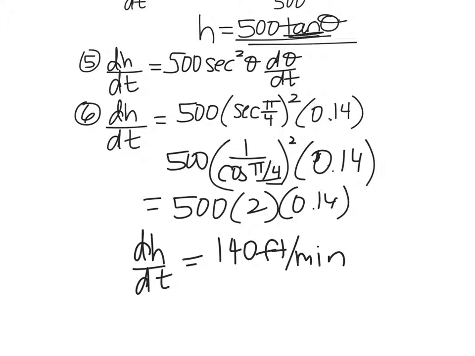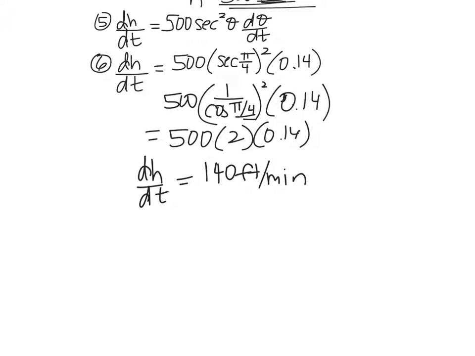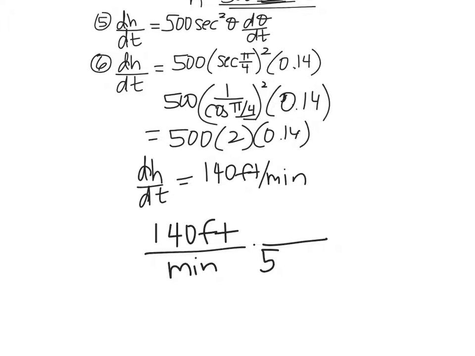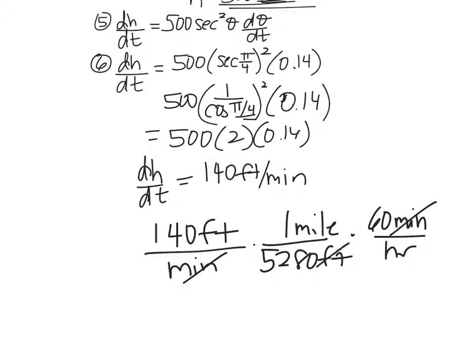So that's how fast it's rising. Is that pretty fast? 140 feet per minute? Yeah. Pretty fast. That's not that fast, is it? Let's change that to miles per hour. Do you want to? No. Yeah. Okay. Because it's fun. 140 feet per minute. How many feet are in a mile? 5,280 feet in 1 mile, times 60 minutes per hour. So we'll get miles per hour. So 140 times 60 divided by 5,000. 1.6 miles per hour. That's slow.